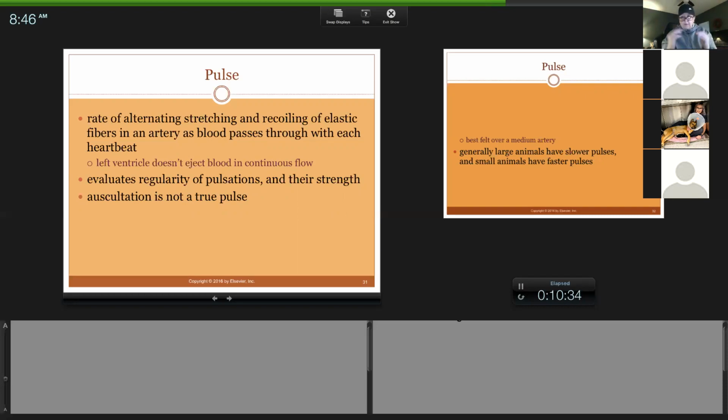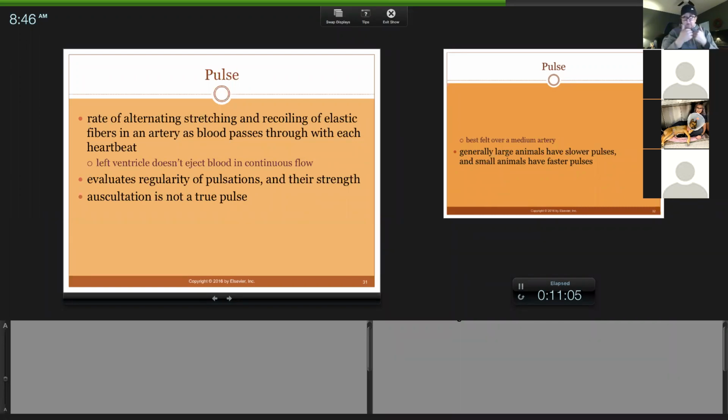In an animal that is normal, every time the heart beats, you should feel a pulse. You should be trained when you do a physical exam to listen with the stethoscope. And I always feel the femoral artery. As I listen, do I feel a pulse for every heartbeat? You're feeling the recoiling of those fibers in the artery. As the heart beats, the arteries are going to stretch every time there's a pulse.